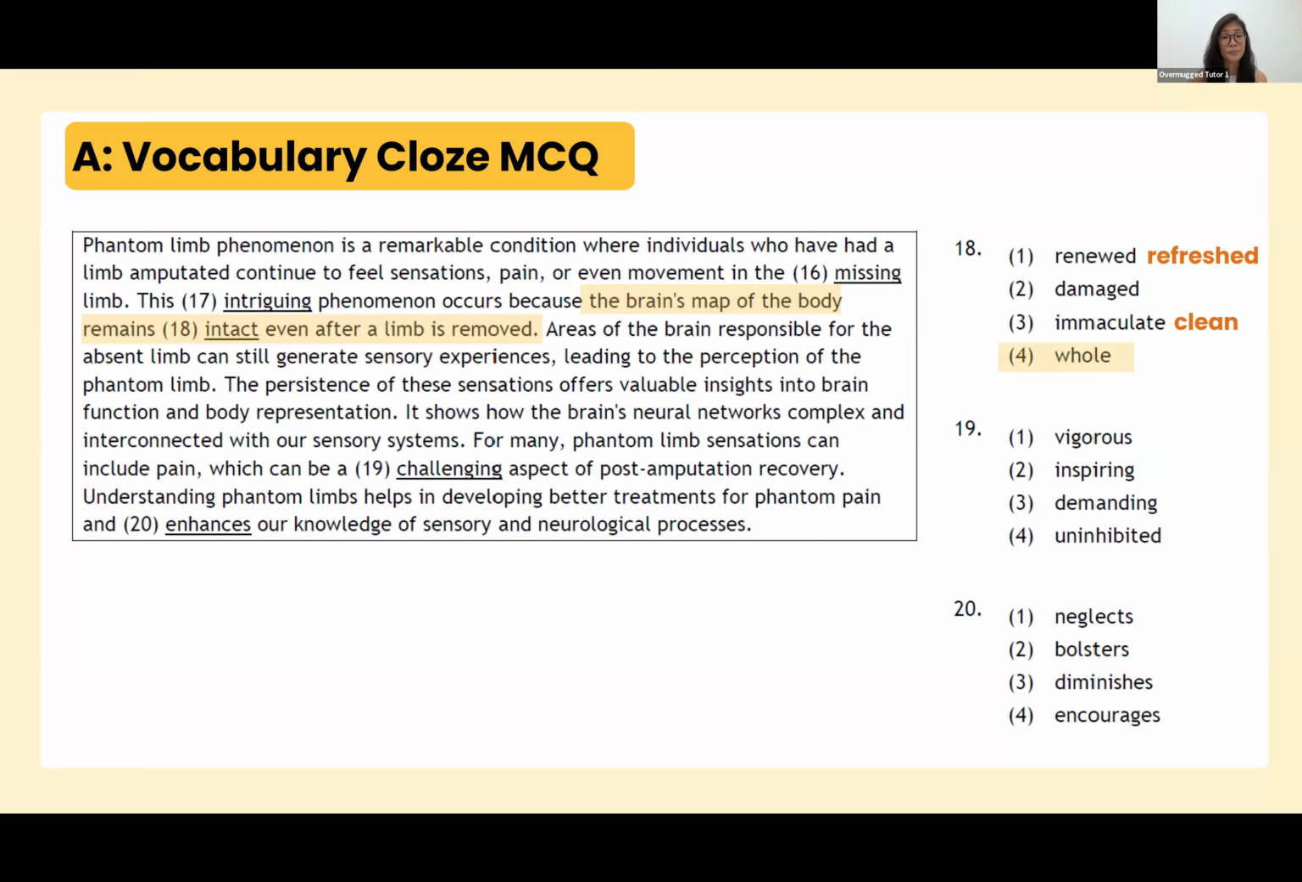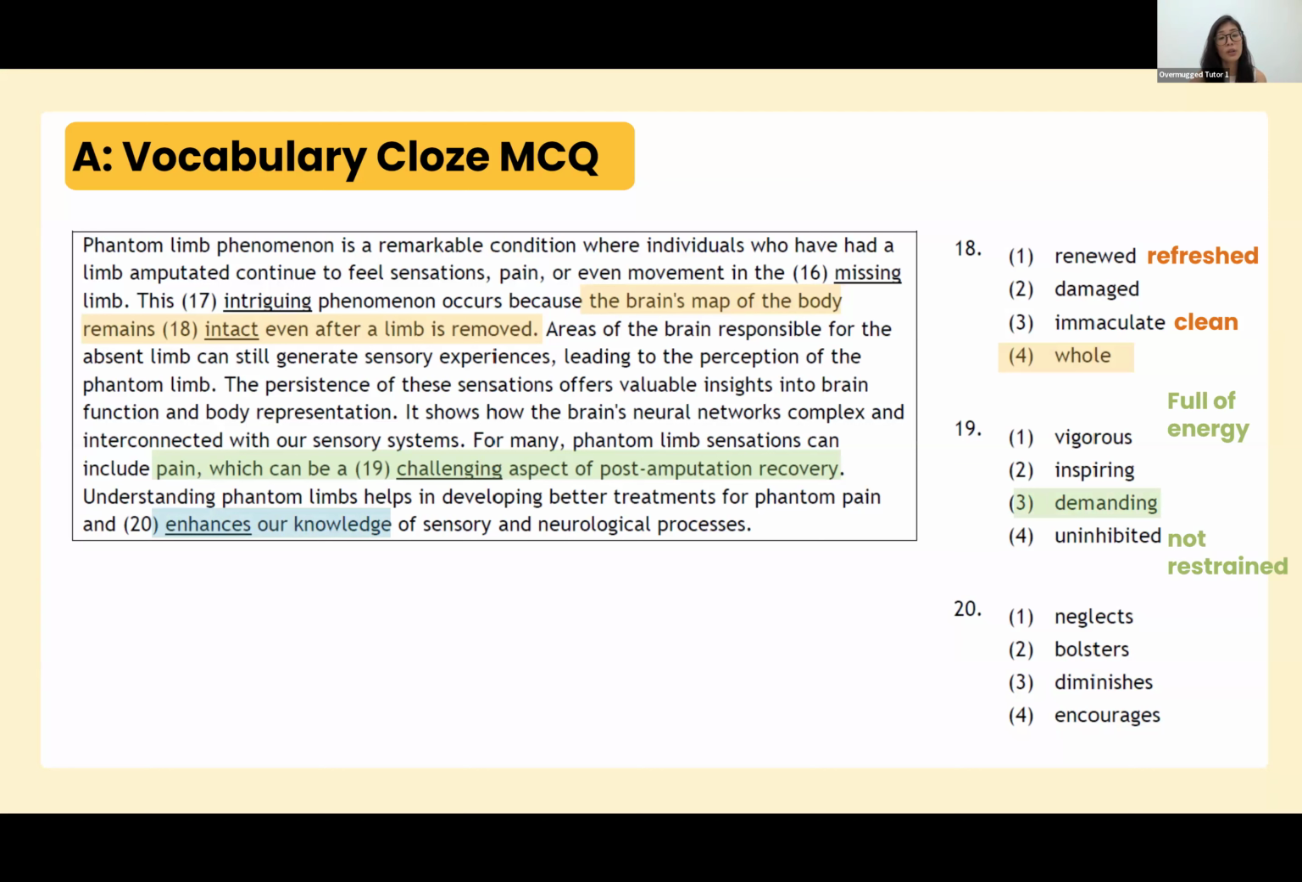Question 19. They say that pain is a challenging aspect of post-amputation recovery. When something is challenging, is it vigorous, as in full of energy, or is it uninhibited, as in not restrained? Neither of these answers are correct. The best option is actually demanding. It's an uphill task.